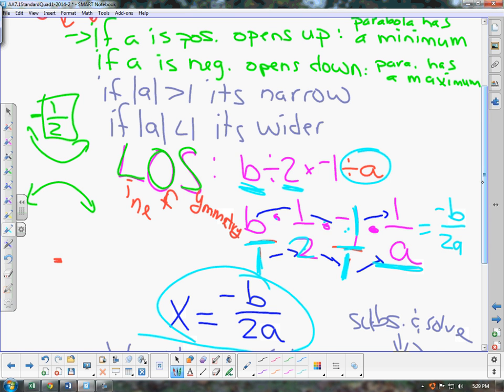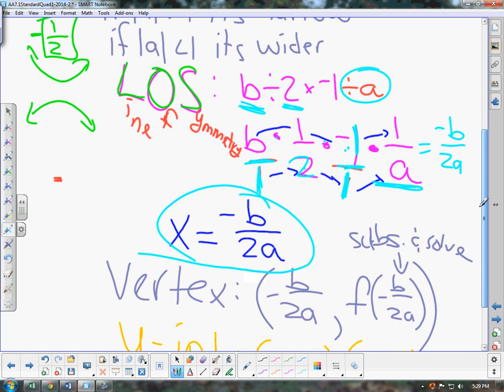Then, to find the vertex, the x value is your line of symmetry value. And then to figure out what the y value is, you just need to substitute negative b over 2a into your equation to come up with what the y value is.